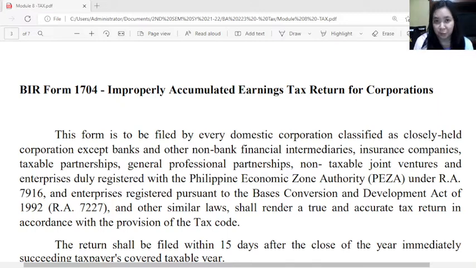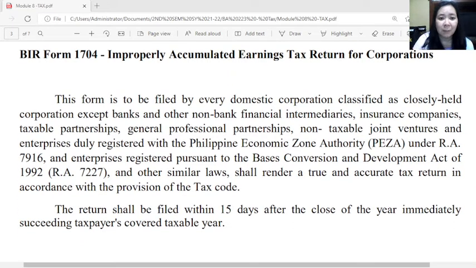We go now to the BIR form that the entity will use in filing the improperly accumulated earnings tax return. This is BIR Form 1704. This form is to be filed by every domestic corporation classified as a closely held corporation, except for banks and other non-bank financial intermediaries, insurance companies, taxable partnerships, general professional partnerships, non-taxable joint ventures, and enterprises duly registered with the Philippine Economic Zone Authority or PEZA, and enterprises registered pursuant to the Bases Conversion and Development Act of 1992 and other similar laws. They shall render a true and accurate tax return in accordance with the provisions of the Tax Code. This return shall be filed within 15 days after the close of the year immediately succeeding the taxpayer's covered taxable year.